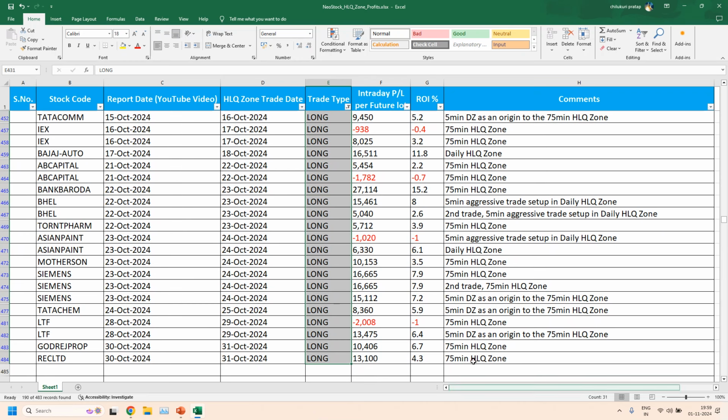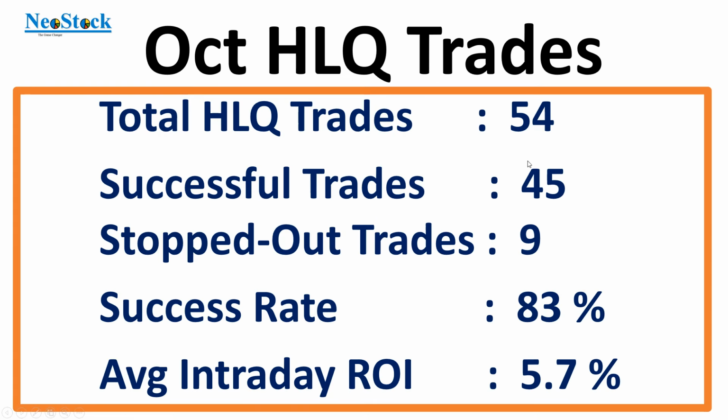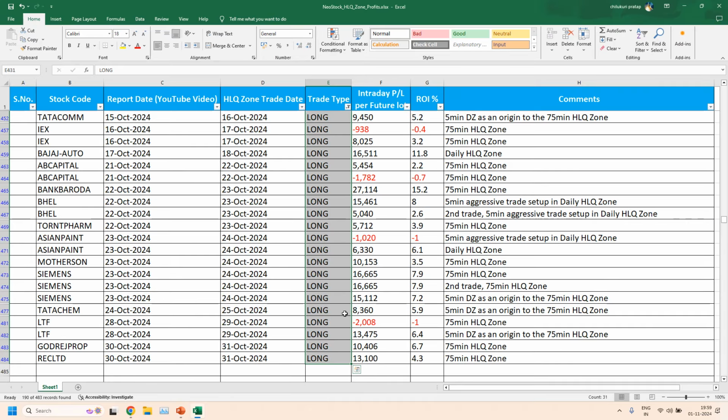So in total we got 31 long trades out of 52. Out of 54, not 52, sorry for my mistake. Out of 54, we got 31 long trades and 23 short trades. In a bearish market, because in the entire month of October Nifty is bearish, we got maximum success from the long trades. 31 long trades were executed during this month, and the remaining 23 are short trades.